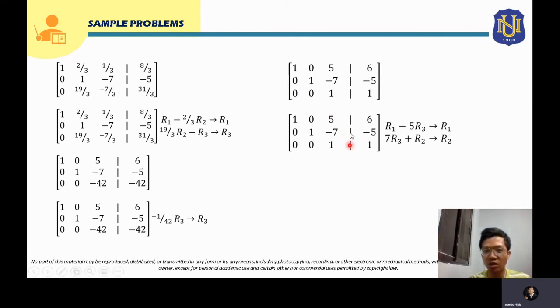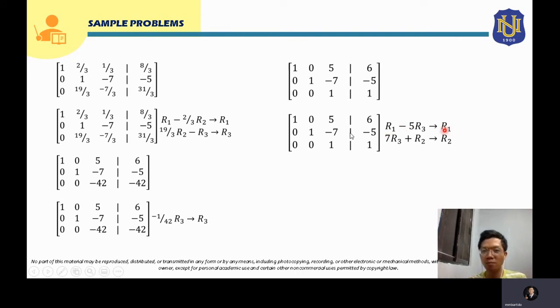Again, we cannot do that. We multiply the third row by 5 and then subtract by R1. Again, we cannot do that because it will become 0 minus 1. The new first row will become negative 1, so that cannot happen. Instead of that, we're going to use R1 minus 5 R3 instead. So R1 minus 0, which is R3, so that will still be positive 1.